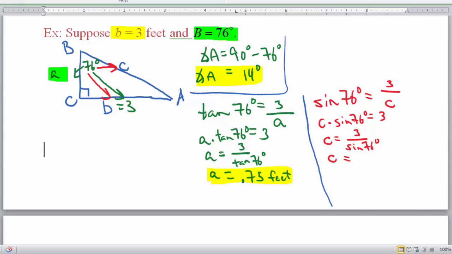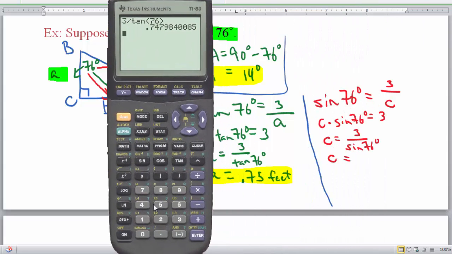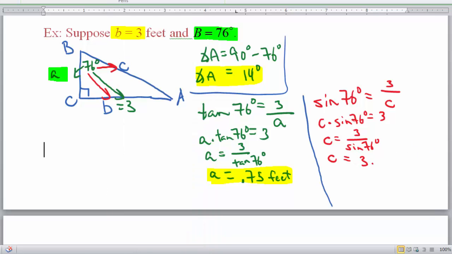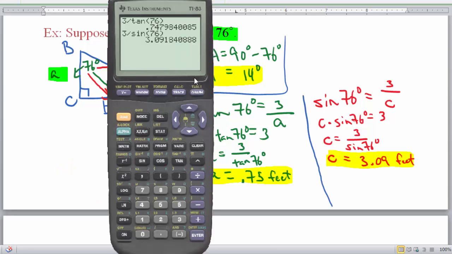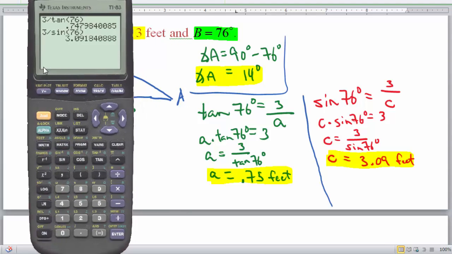So the hypotenuse is going to be approximately, let's see what I get when I do 3 divided by the sine of 76. I would get 3.09. So the hypotenuse is going to be 3.09 feet. So I was given one leg and one angle, and I found the other angle, the other leg, and the hypotenuse. And again, this one seems a little bit fishy, so you might want to check this one definitely using the Pythagorean theorem.